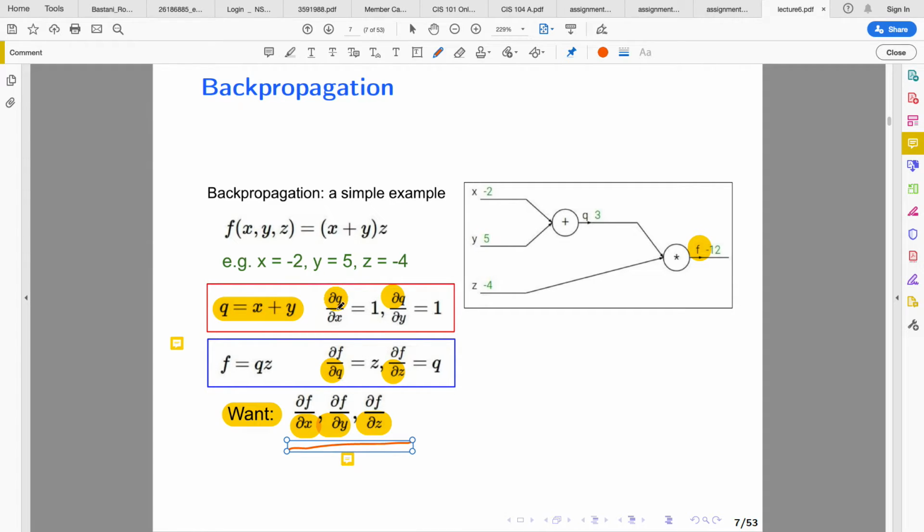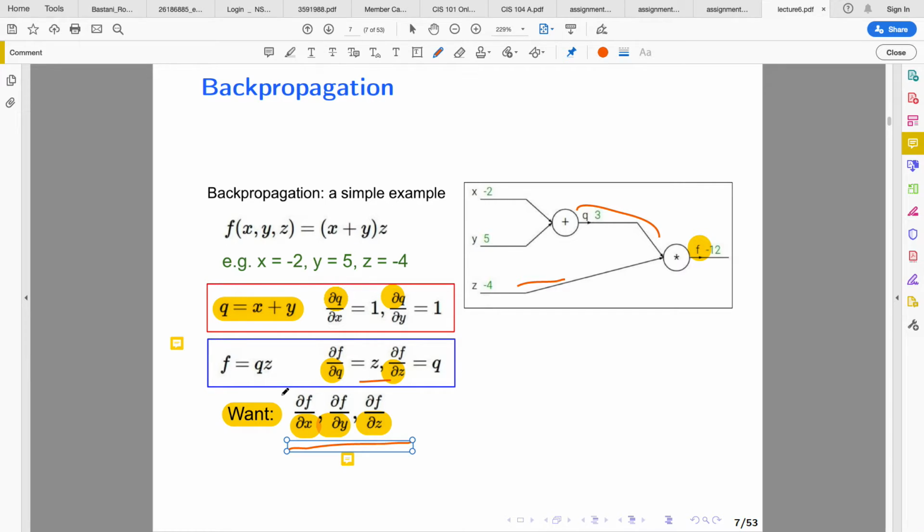In order to do that, we say that we have an intermediary variable, which is q. So we can actually do the partial derivative of q with x, partial derivative of q with y. Then we can do the partial derivative of f with q, because it's directly connected to it, and the partial derivative of f with z, because it's directly connected to it.